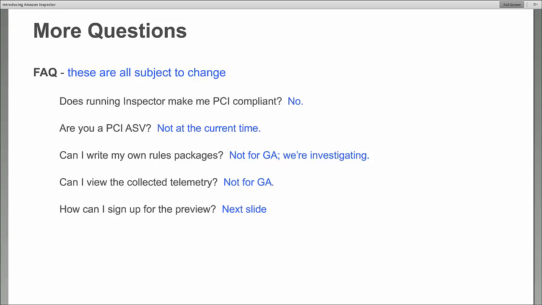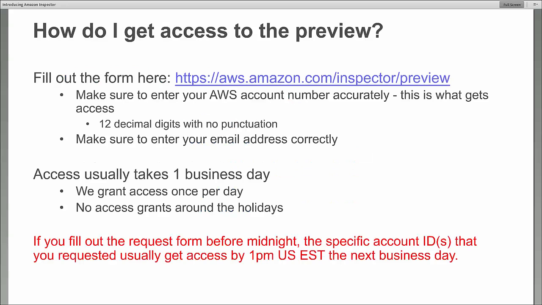Can you write your own rules packages? Not for GA, but this is something we're very interested in and are investigating. Can you download and view the telemetry that we collect? Again, not for GA, and we're trying to figure out how we want to do that. And then finally, how do I sign up for the preview? And I've got a whole slide dedicated to that.